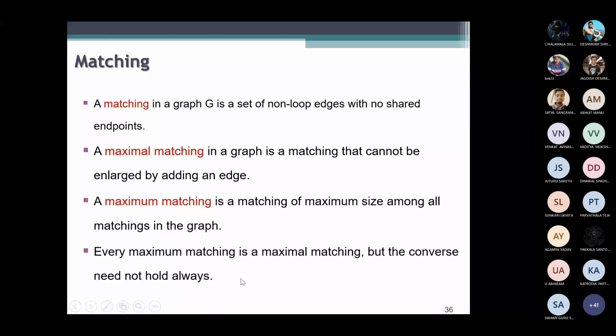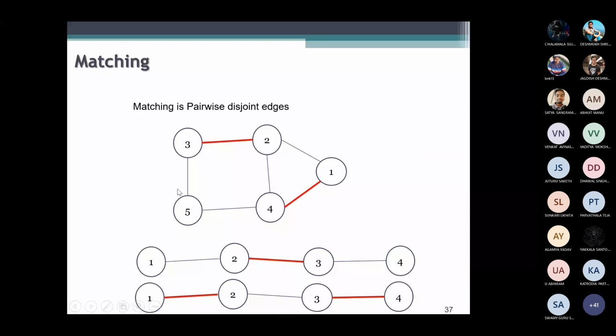So, take an example. If you look into this graph, 3, 2 and 4, 1. So, matching is pairwise disjoint edges. So, this 3, 2 and 1, 4 are matching edges. Now, if you look into this graph, 1, 2, 3, 4, the edge 2, 3 is a matching. Again, 1, 2 and 3, 4 is also another matching. So, both matchings are possible and both matchings are maximal.